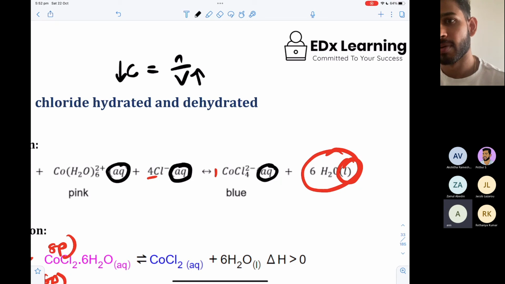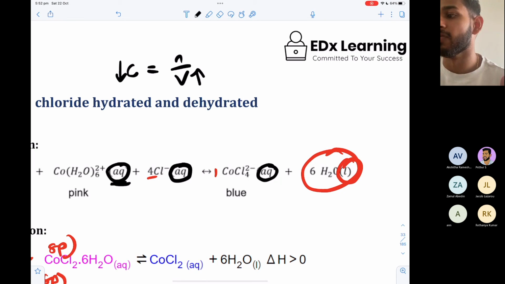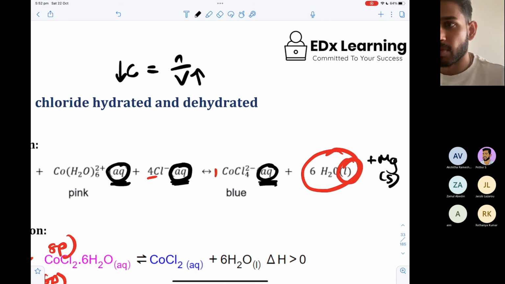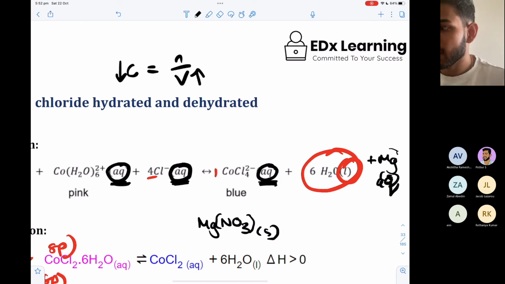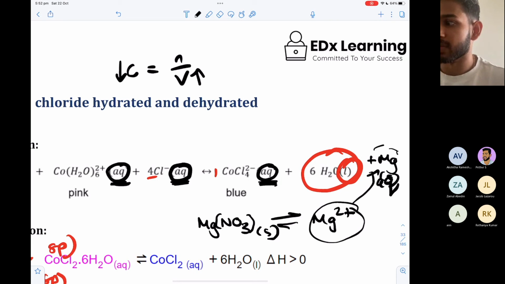And if you were to add a solid, would it change the concentration? Only for water. This is a rare exception where adding a liquid did change the equilibrium, and it's only because everything else was dissolved in that liquid, right? If there was magnesium solid too and I added more magnesium, it's not going to do anything, as long as the magnesium doesn't dissolve. But for example, if this was magnesium aqueous, and I added solid magnesium nitrate, then I would affect the equilibrium, because this is going to ionize and release magnesium ions, and they are going to increase this concentration.